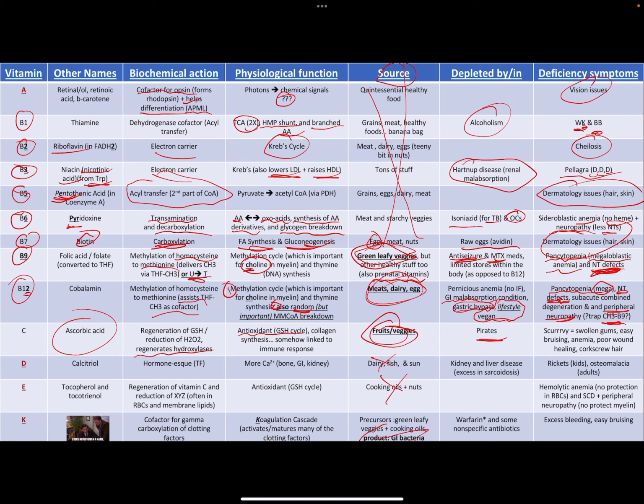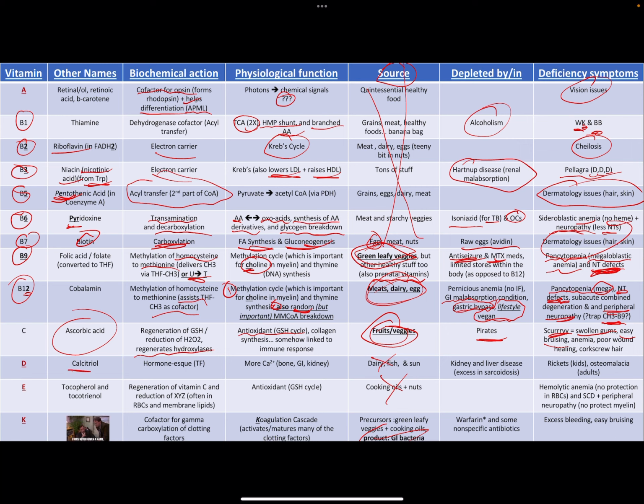Pirates had an issue with this because they're bringing jerky and biscuits onto a ship for months at a time. So they're not getting enough vitamin C. So scurvy, I think of a pirate. You get swollen gums, easy bruising, anemia, poor wound healing, corkscrew hair. There's a lot of collagen in hair. All of this has to do with defective collagen. Also vision issues, because there's a lot of collagen in your eyes.